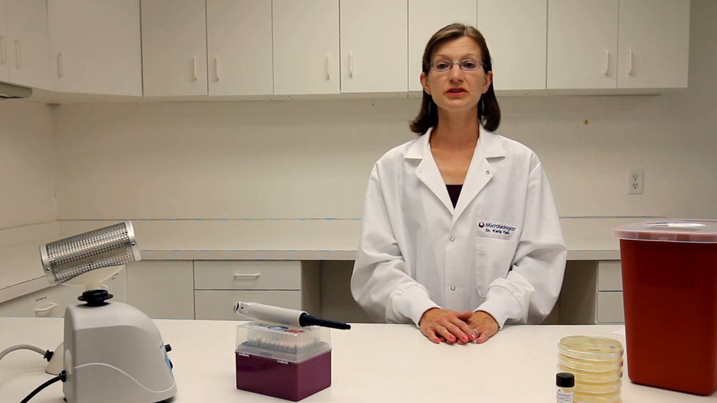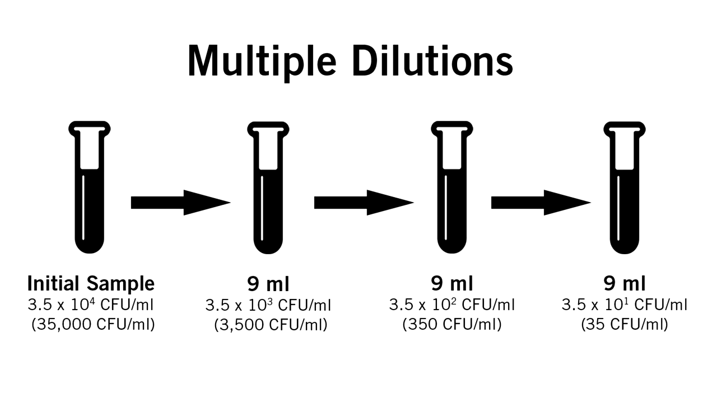We use multiple dilutions to decrease the sample concentration by multiple logs. Here is an example. If the concentration starts at 35,000 CFU per milliliter, or 10 to the fourth, and 35 CFU per milliliter is the target concentration, we would do 3 serial dilutions.